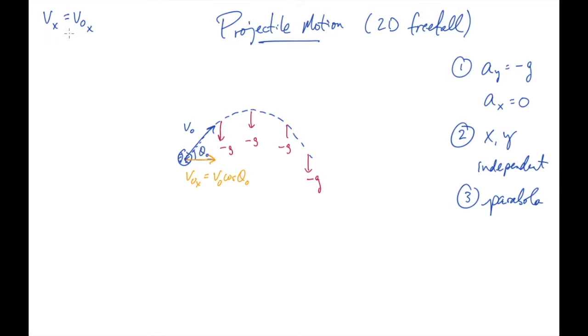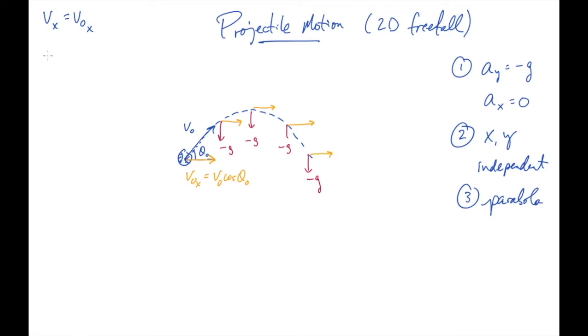Now what this equation tells me is, so long as the projectile is in flight, the x component of velocity is always equal to that initial x component. So no matter where this thing is, it's always going to be moving sideways just as fast. All those orange vectors are sideways and they're the same length. The x component of velocity doesn't change.